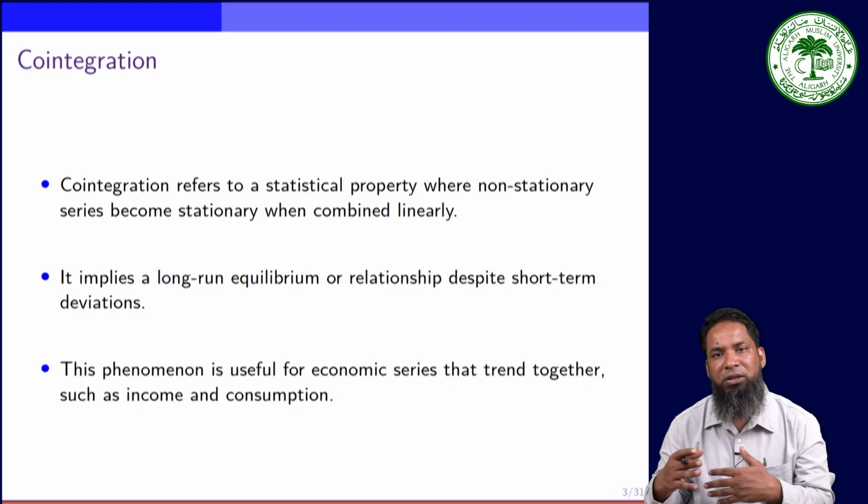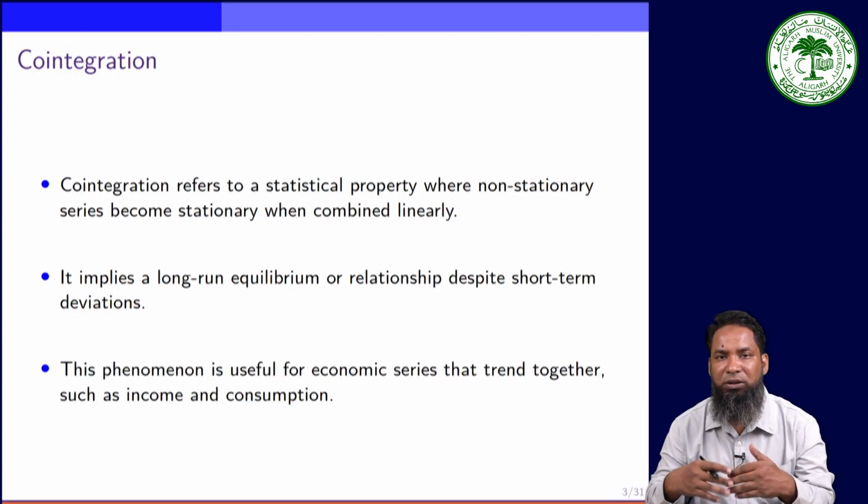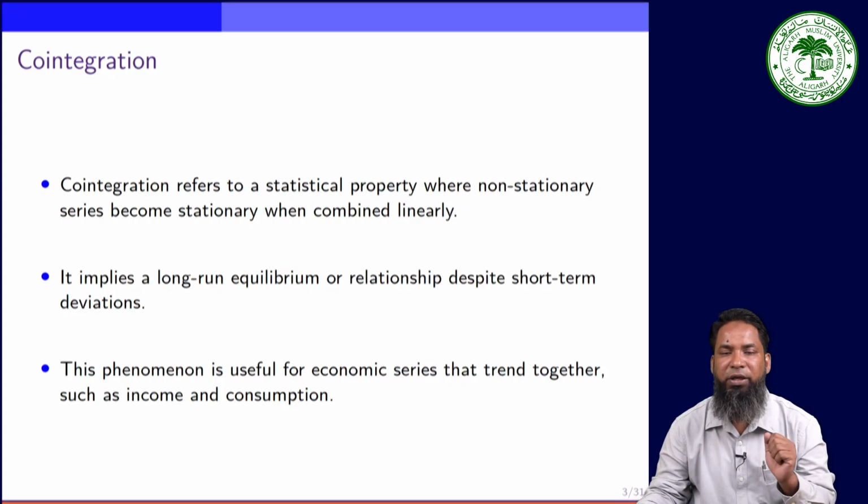If we want to find out the relationship between this trending non-stationary income and consumption, we have to make them stationary by differencing. However, once we take the difference, we will be losing very important information. So in that case, cointegration comes into the picture, and it helps us find the relationship of such variables which are non-stationary by nature.